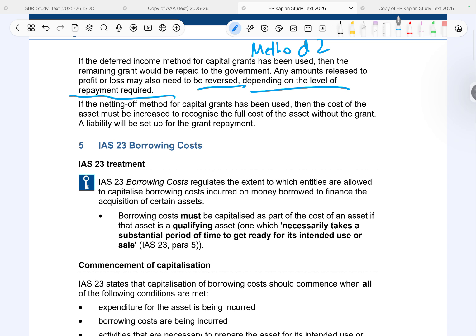So we'll just have to reverse all of the payment back to the government. And if the netting off method is used, then let's say if we net off 100 by 20, that is a government grant, and we got the cost as 80. Now we have to increase it by 20 again and get it to 100. So we just have to reverse all of these things.